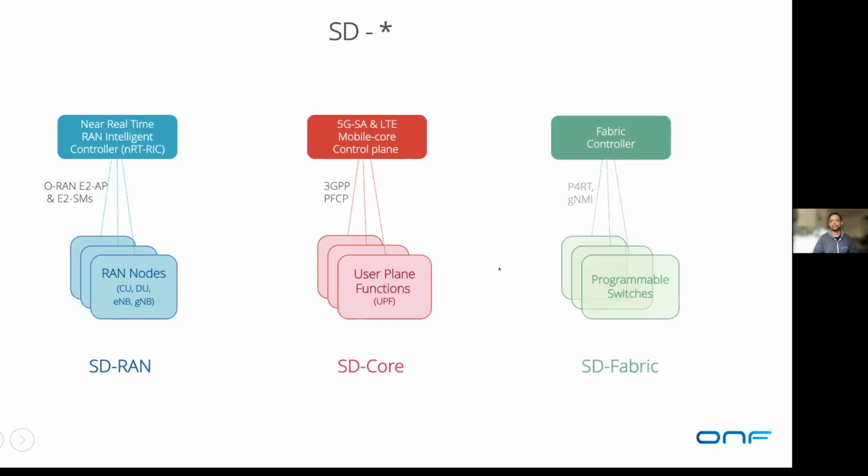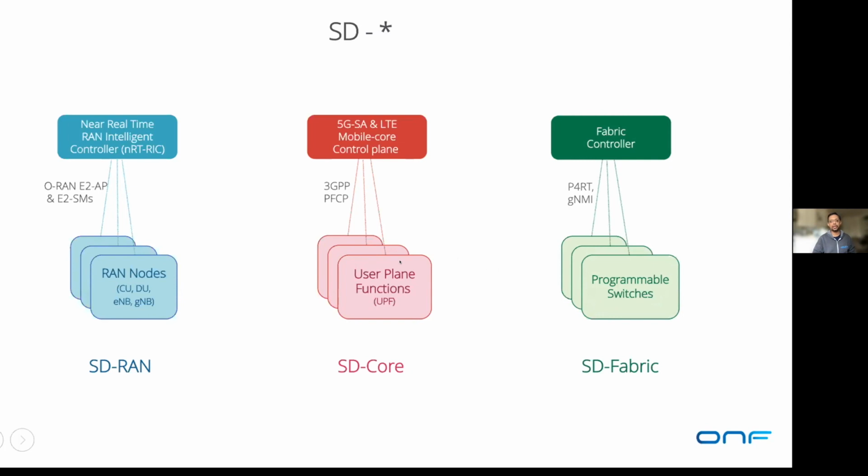And again, the pattern repeats when it comes to the fabric. So now you have a collection of programmable switches, whether they're hardware or software switches. And then outside the box, you have the fabric controller. And again, the interface between these two is P4Runtime and gNMI. So this is the pattern that repeats, and that's where the naming, the software-defined RAN or core or fabric comes from.